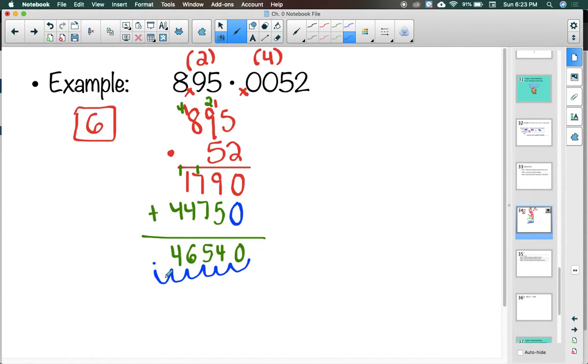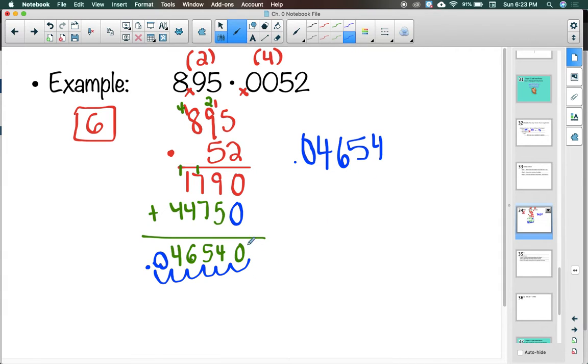Well, now I have an empty bucket here. That means I have to fill it. I'm going to put a 0 right there. I'll just redraw my decimal point. And my final answer is 0.046540, don't mind my dog.